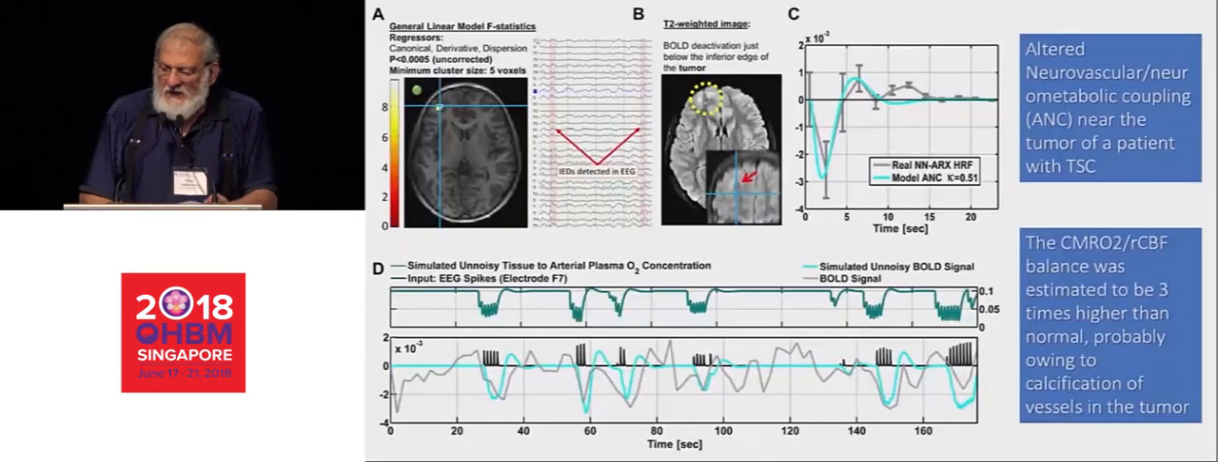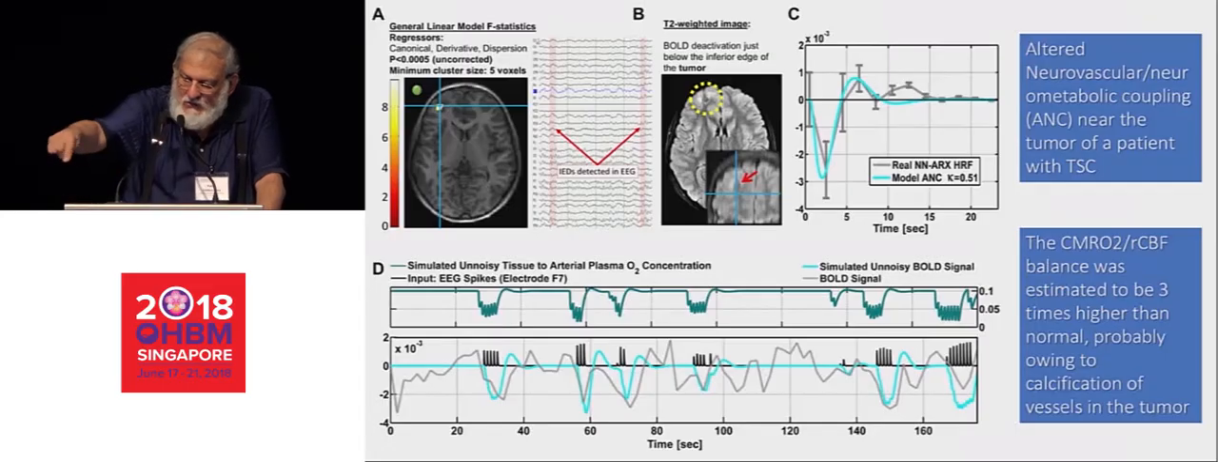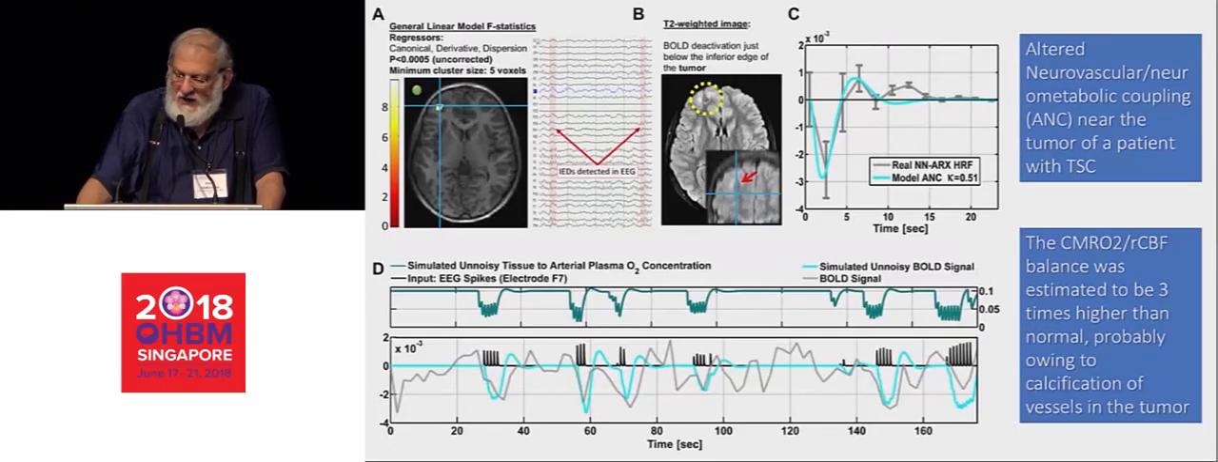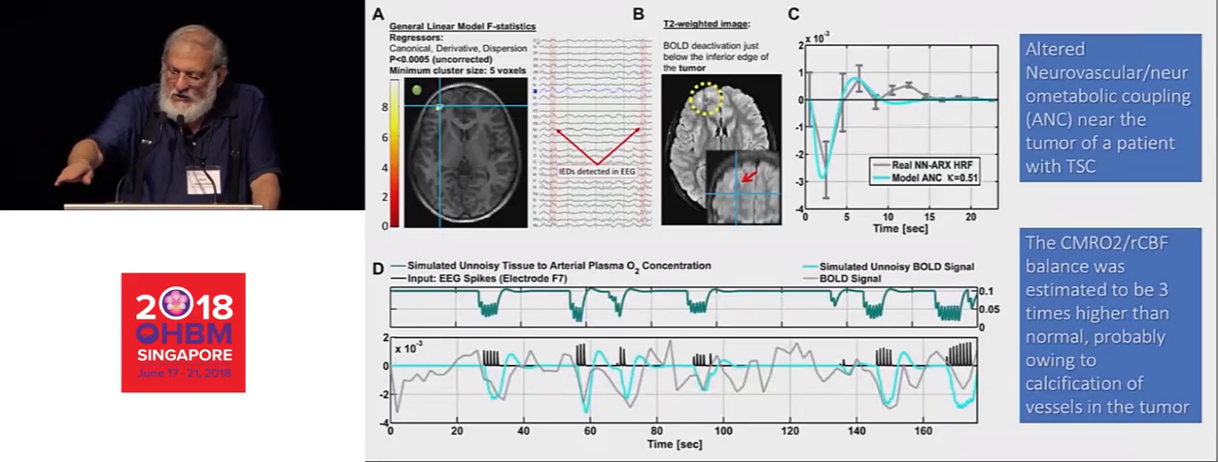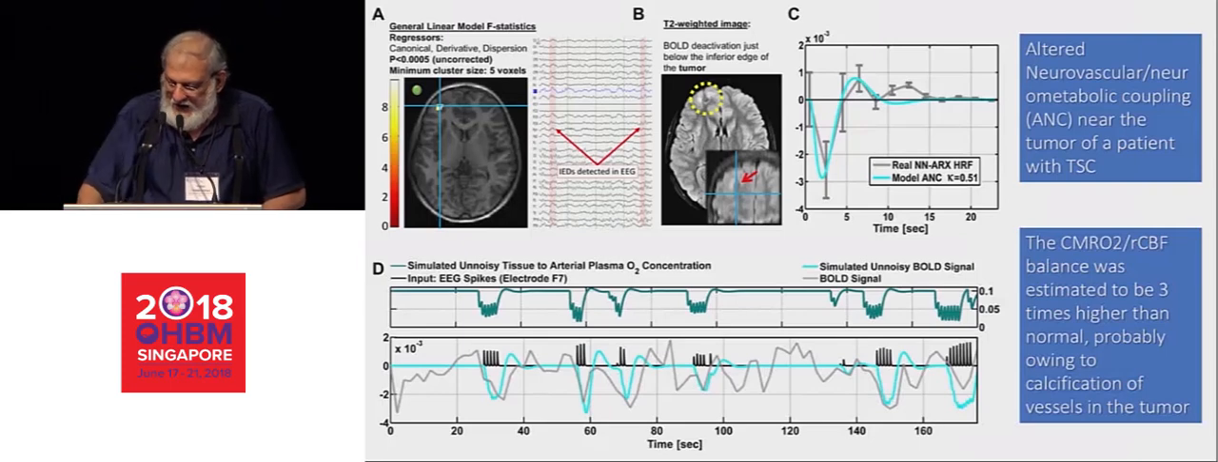Here we see another case. This is a case where there's actually epileptic activity near a tumor. So this is a patient. You can see the tumors marked both by the red arrow and by the yellow circle. And once again, when you look below, you see in the middle these vertical spikes, which are the position of the spikes. You see the simulated response from the model, and you see the actual data.